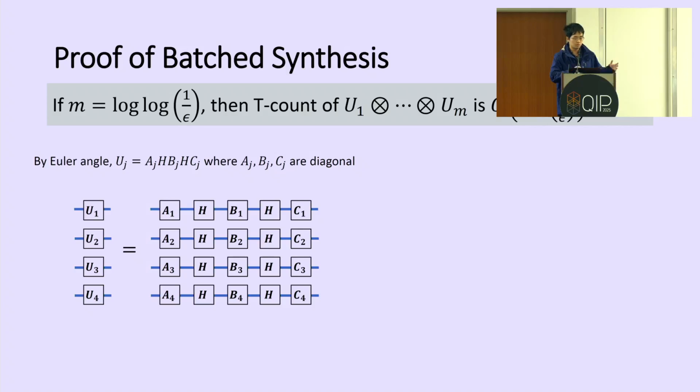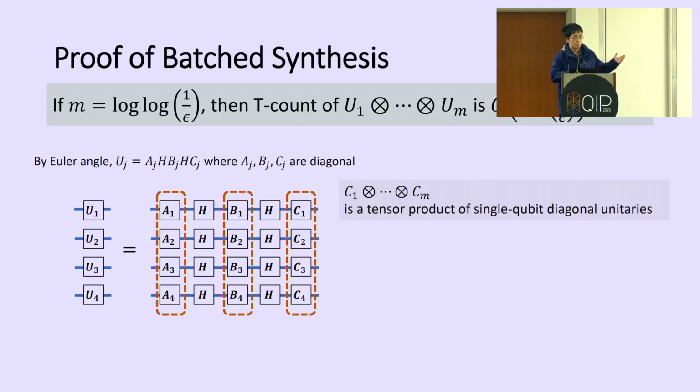By standard tools, for example the Euler-angle theorem, we can decompose any single qubit unitary into the product of Hadamard and single qubit diagonal unitaries. So each Uj equals Aj times H times Bj times H times Cj. H is a Hadamard, and A, B, C are diagonal. In other words, the one layer circuit now becomes 5 layers. You have A, B, C, and H among them. And because Hadamard is already Clifford, we just focus on the A's and B's and C's.